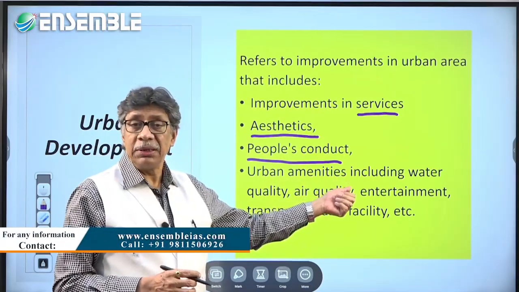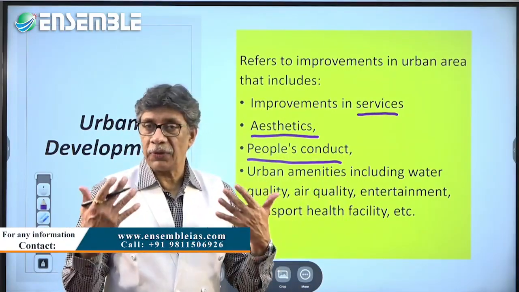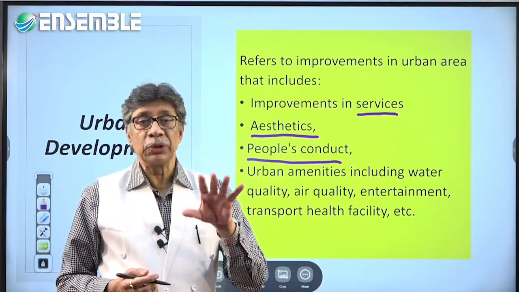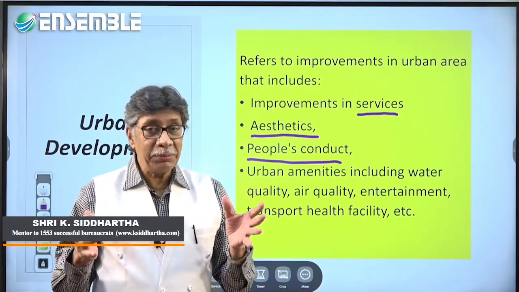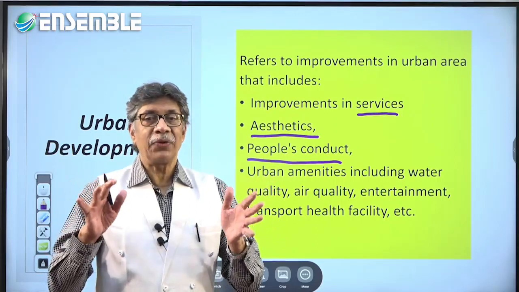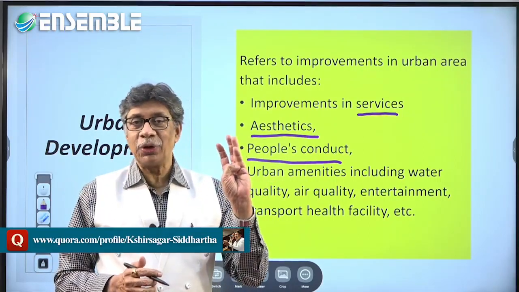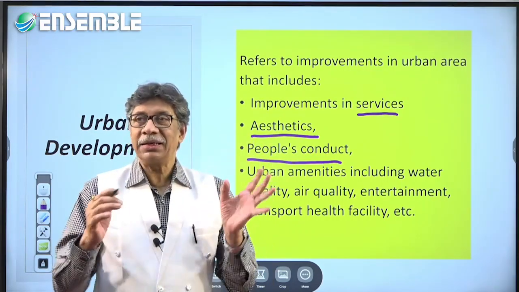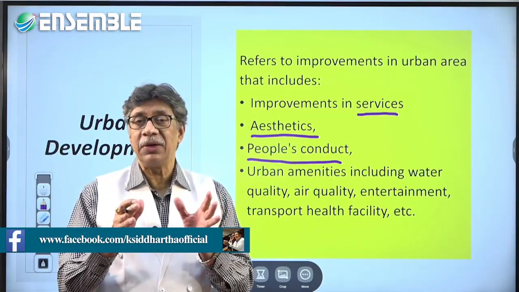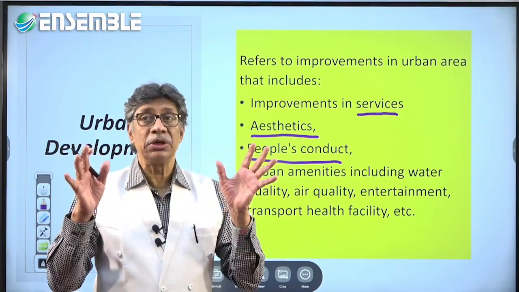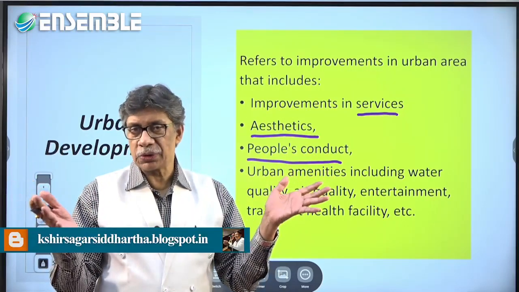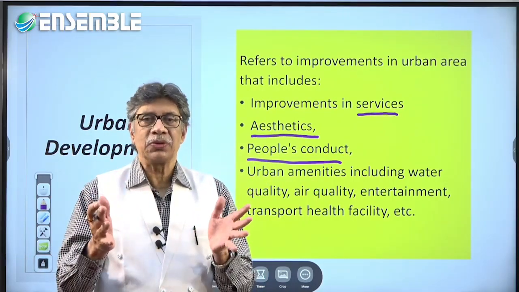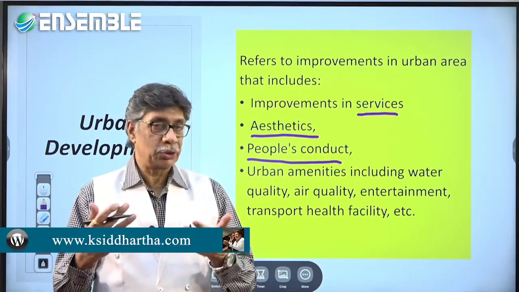Then you're going to pick up urban amenities. Urban amenities mean the quality of life of the people is going to improve, and that will include water quality, air quality, entertainment quality, transport, and health facilities. Now from all of these, can you drink good quality water in Delhi? No. Is the air quality good? No. Entertainment: you can't find a decent place in Delhi where you can spend your time in solitude. There's no park where you can do so. And of course, transport and health facilities are better than in most of these places, but they still leave a lot to be desired.